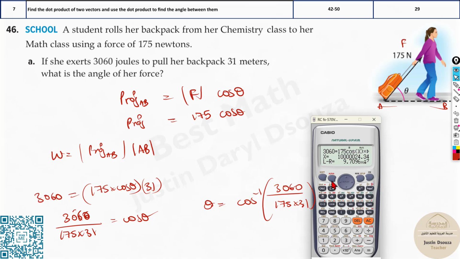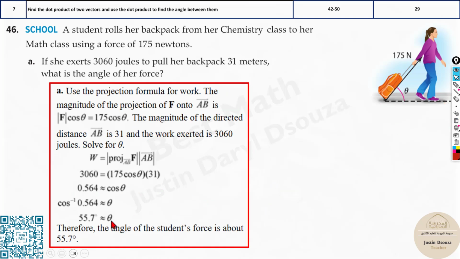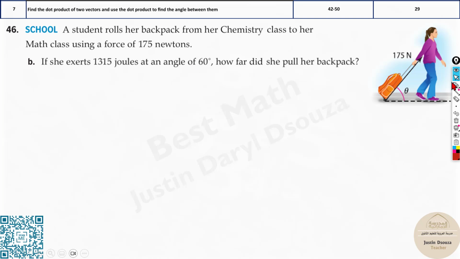It's good that this happened. Please do not write this directly in the calculator. You will get an error. So you need to rearrange and get it in terms of theta is cos inverse of so much, and only that will be the correct answer. I hope that is clear. It's 55.7 degrees.